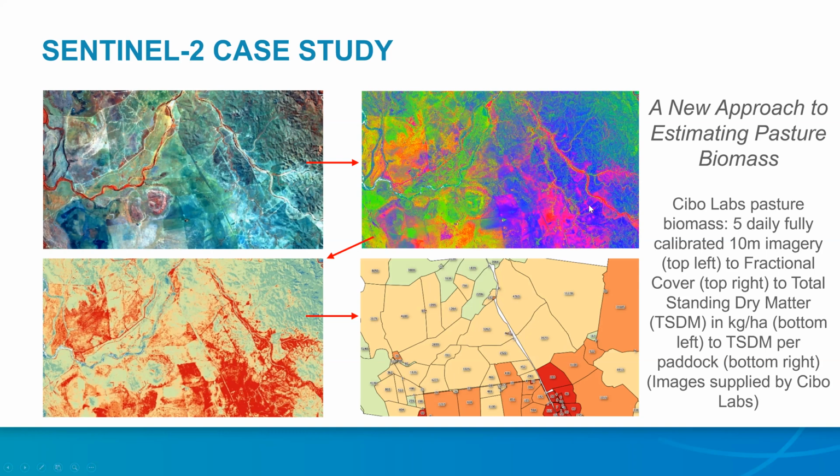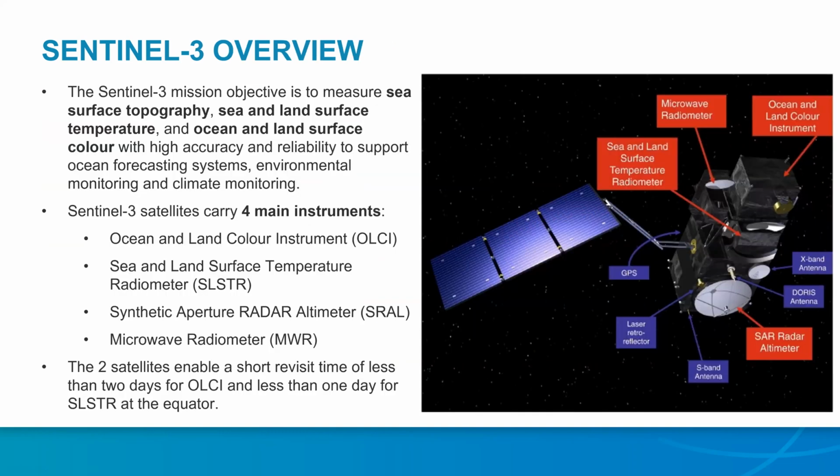So that covers Sentinel-2, and now we'll look at Sentinel-3. So the objective of Sentinel-3 is to measure sea surface topography, sea and land surface temperature, and ocean and land surface colour. So to do this, it carries 4 main instruments: the ocean and land colour instrument, the sea and land surface temperature radiometer, the synthetic aperture radar altimeter, and a microwave radiometer. The 2 satellites enable a short revisit time of less than 2 days for ALTI and less than 1 day for SLSTR at the equator.